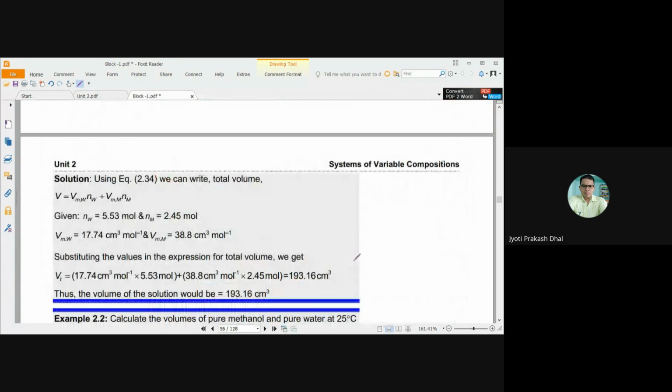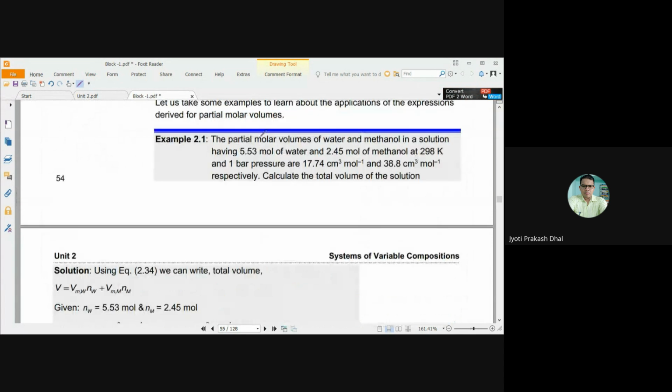So here is one question: the partial molar volumes of water and methanol in a solution having 5.53 moles of water and 2.45 moles of methanol at 25 degrees Celsius, or room temperature, 298 Kelvin, and 1 bar pressure are given here. Calculate the total volume of the solution.